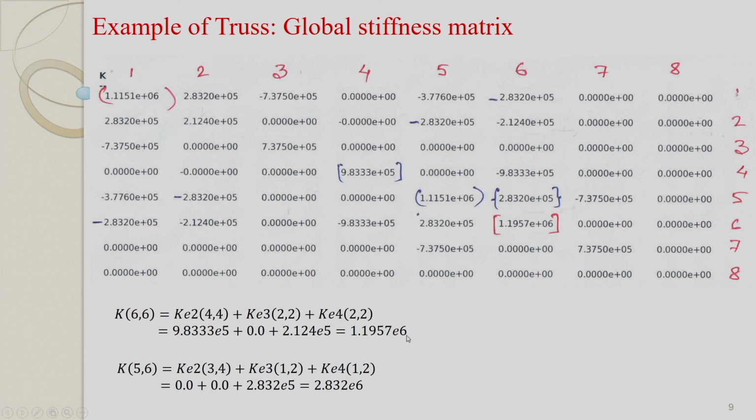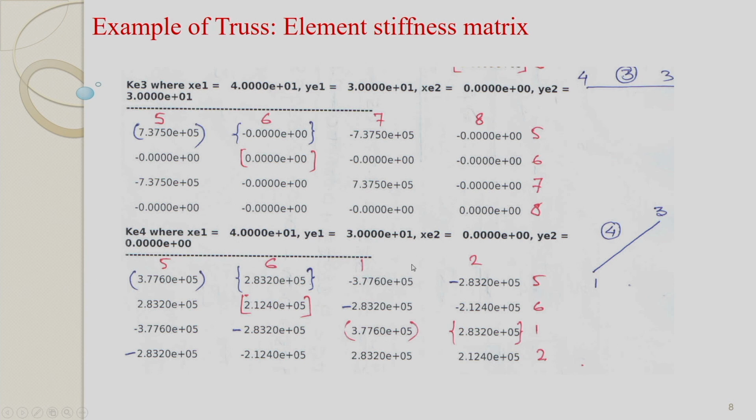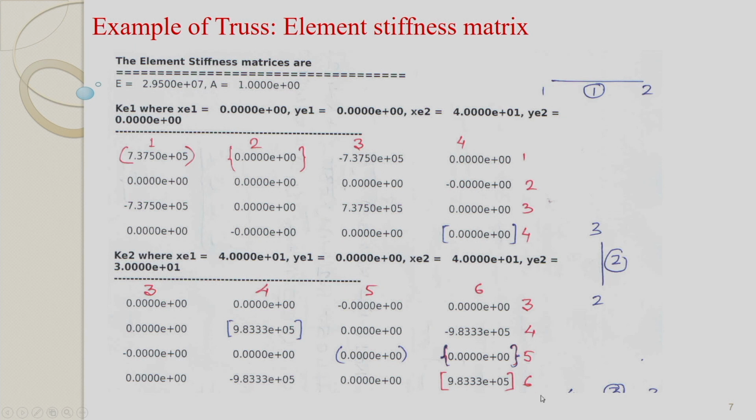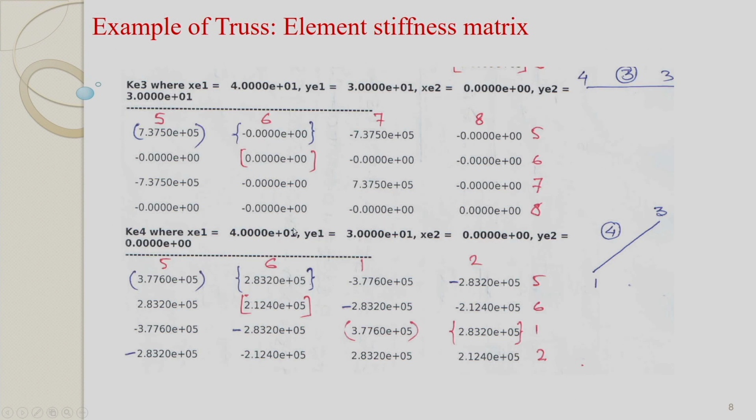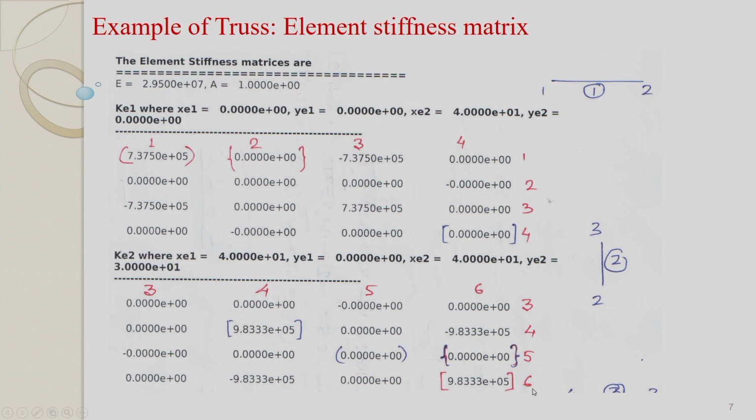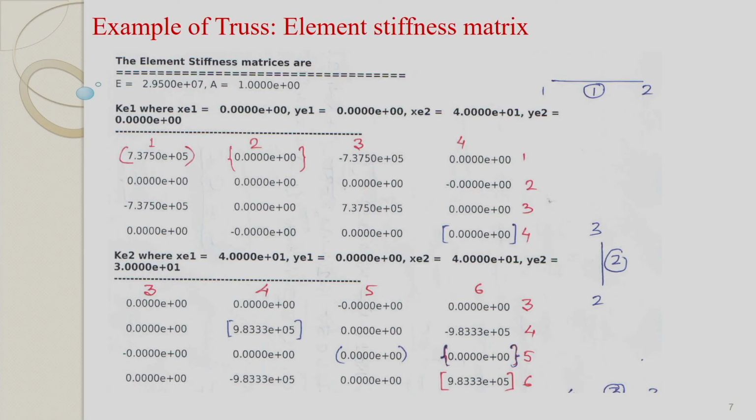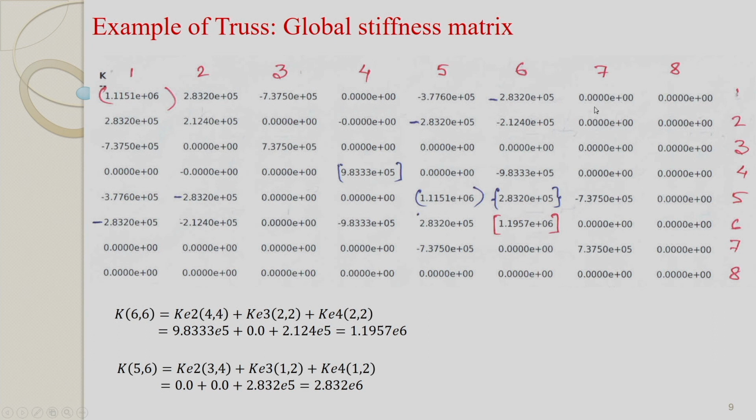For your understanding, the similar entries are marked with similar brackets. For example, this 6 comma 6 is in this red square bracket from Ke2 as well as from Ke3 and from Ke4. So, all these 3 red square brackets are the same position in the global stiffness matrix, which is 6 comma 6. In the global stiffness matrix also 6 comma 6 is this red square bracket.